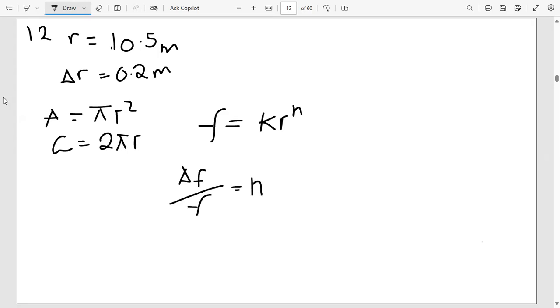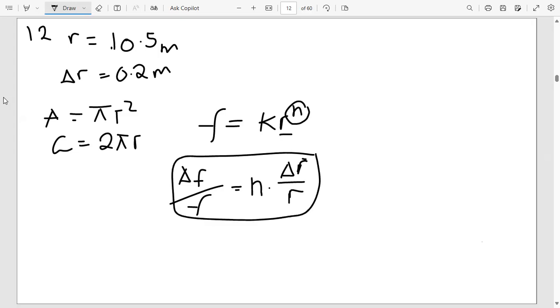Can be equal to n, where n is the power here, multiplied by the uncertainty in r, like this. So this is the formula that we are supposed to use in order to find the uncertainty in such functions as these that we've been given here.